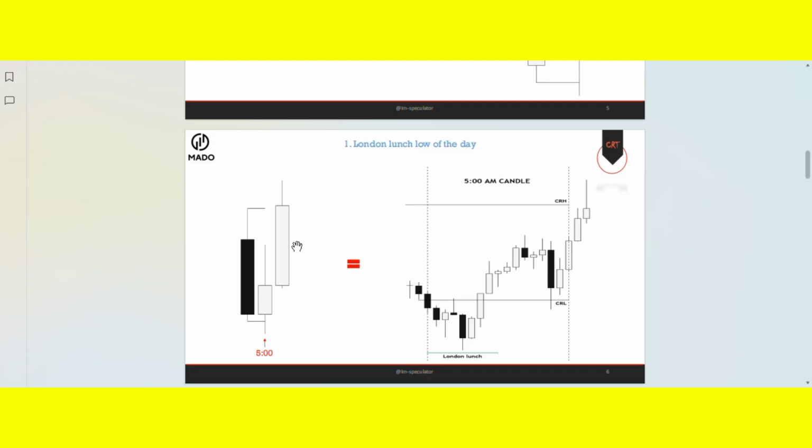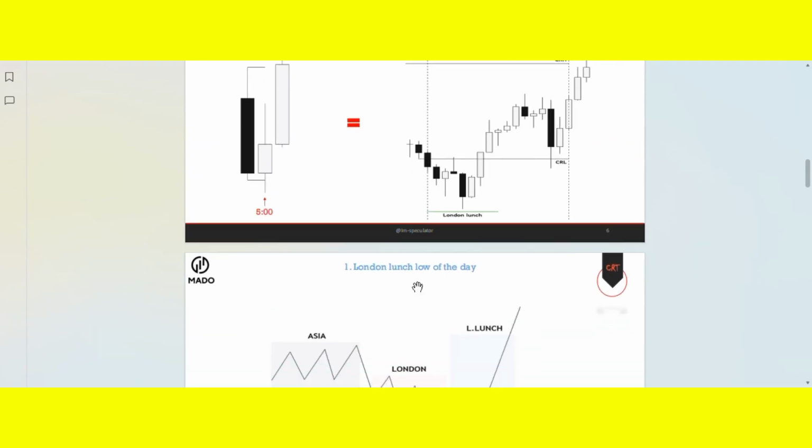This is the CRT candle, the manipulation, and the distribution. So our entry point is supposed to be on this distribution. Our stop should be on this one. This is the 5am candle, as you can see.